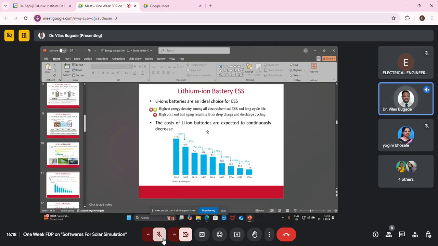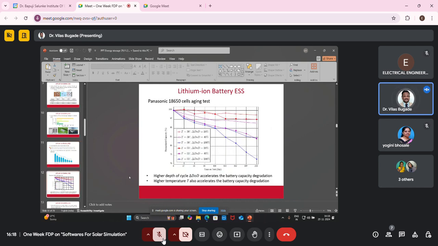Lithium-ion batteries basically have the highest energy density among all electrochemical energy storage systems, with long life cycles. But because of their high cost and fast aging resulting from deep charge and discharge cycles, there are drawbacks. Although the cost of lithium continuously decreased up to 2018, how to recycle it was again a big issue in the case of lithium-ion batteries.